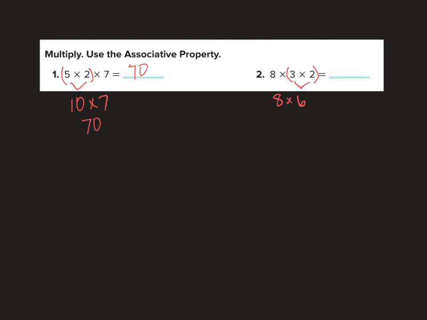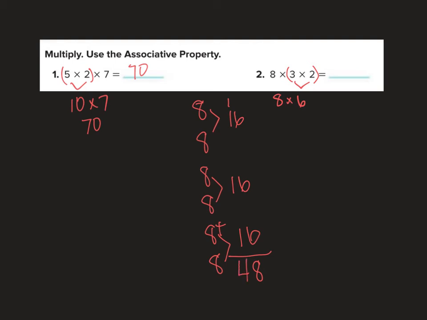8 times 6. 8 groups of 6, or I could also do 6 groups of 8. 1, 2, 3, 4, 5, 6. So I've got 16, 16. Oh, look at that. 3 16s. Okay, let's just add them together. 6, 12, 18, and the 8. 1, 2, 3, 48. So 6 times 8 is 48. So my product is 48. Wonderful. There we go.